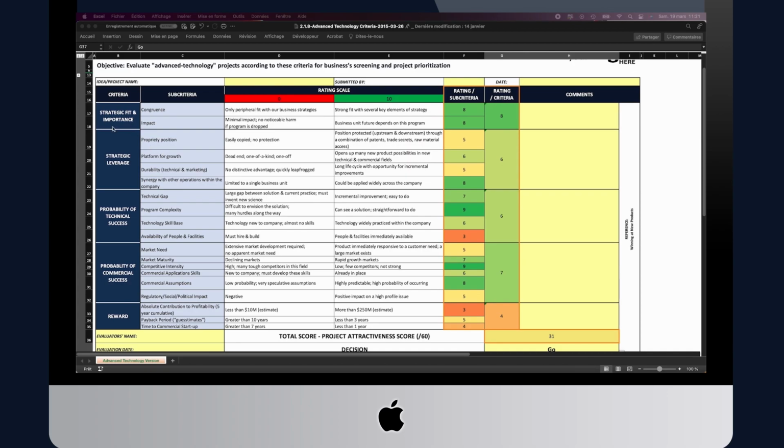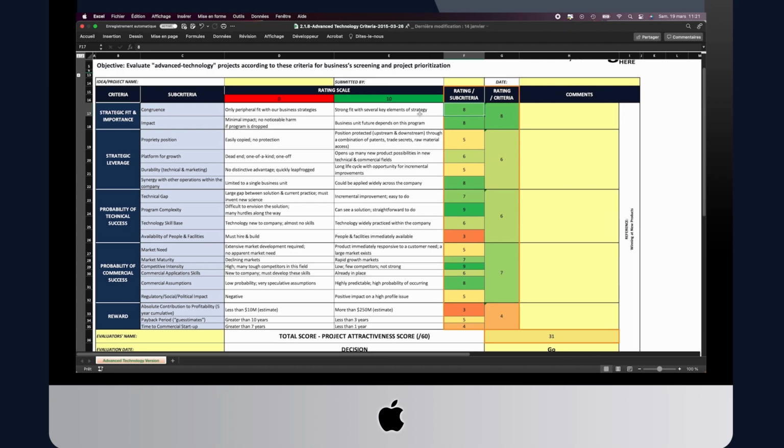On the very first criterion, the strategic fit and importance, and its sub-criterion, the congruence, the scale presented goes from 0 to 10, and the description presented is only for the extremes, namely 0, which would signify that there is only peripheral or no fit with the business strategy. On the opposite, a score of 10 would signify that there is a strong fit with several key elements of the strategy. But the possible score is the whole range between 0 and 10. That is why you can note a score of 8 for the congruence in this example.